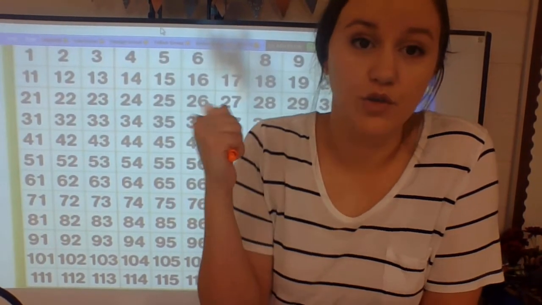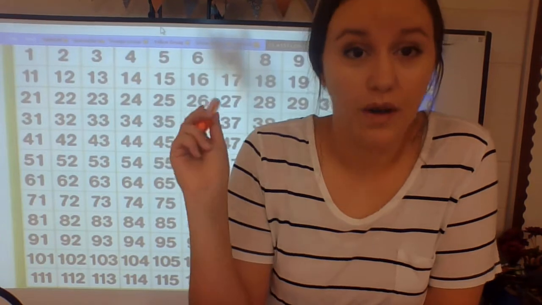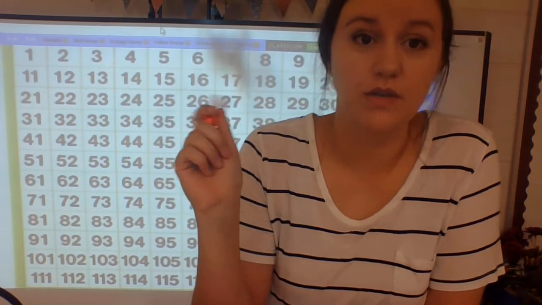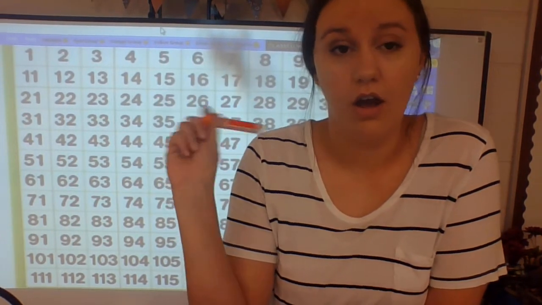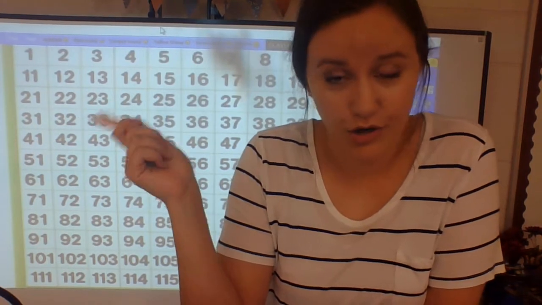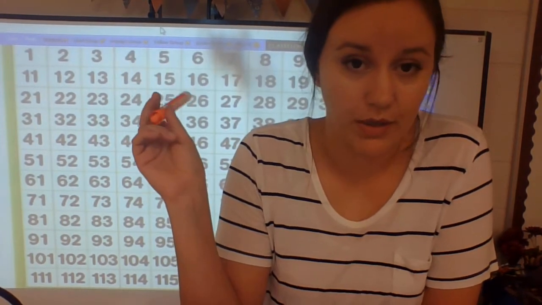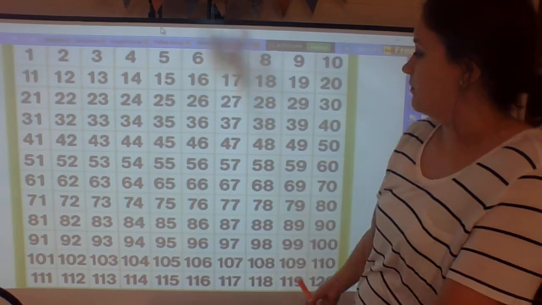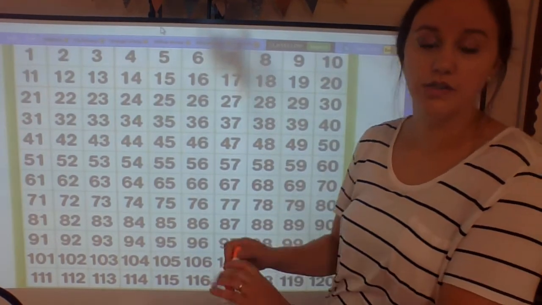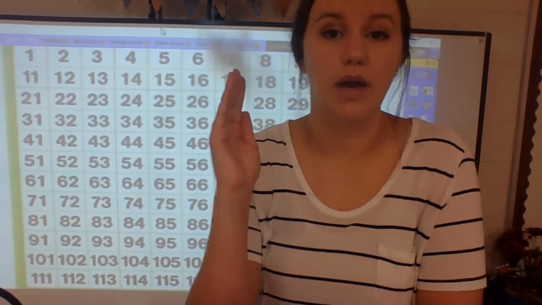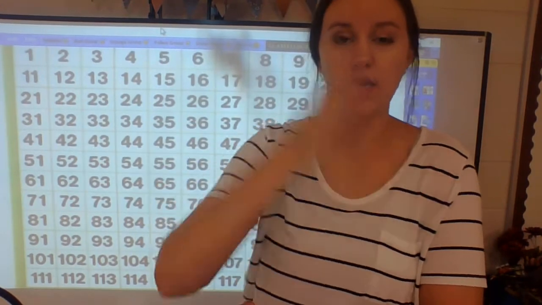So use a hundreds chart. You can pull one up on your Chromebook to help you. If you have a printer, you can print one off. All you got to do is search for hundreds chart, and all these different pictures will pop up, and you can use one of those on your Chromebook. So use the hundreds chart to help you count and help you count by ones and by tens.